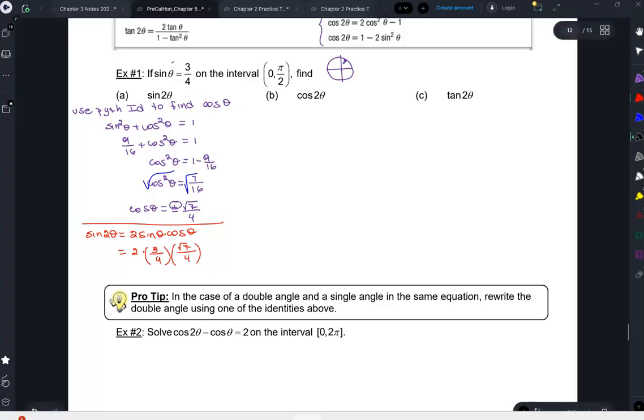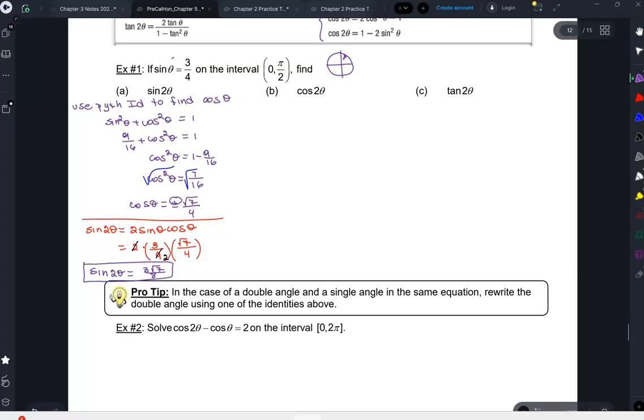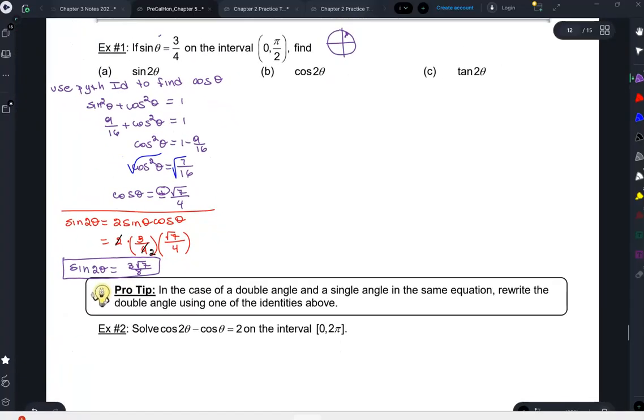And now here, please be careful. You can reduce, but just once, right? So this is sine of 2 theta equal to 3 root 7 over 8. Okay, so here we go.